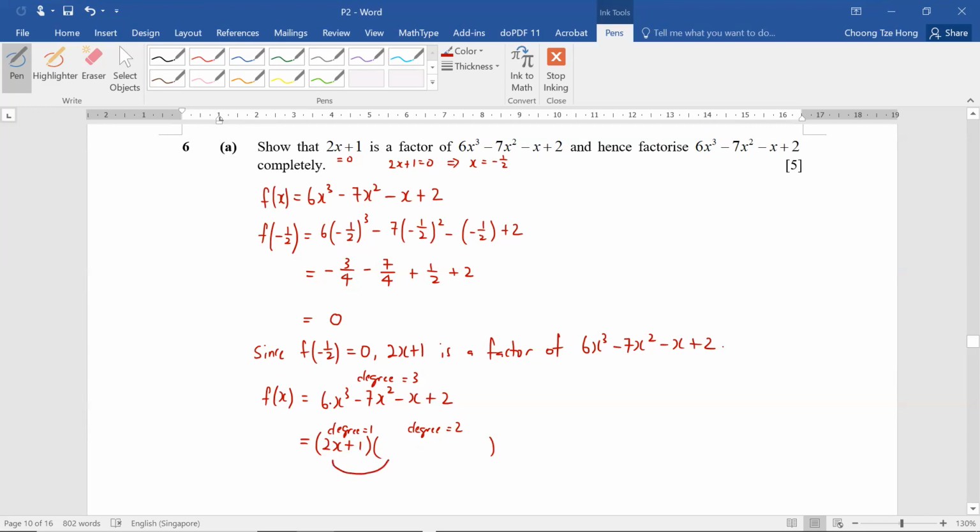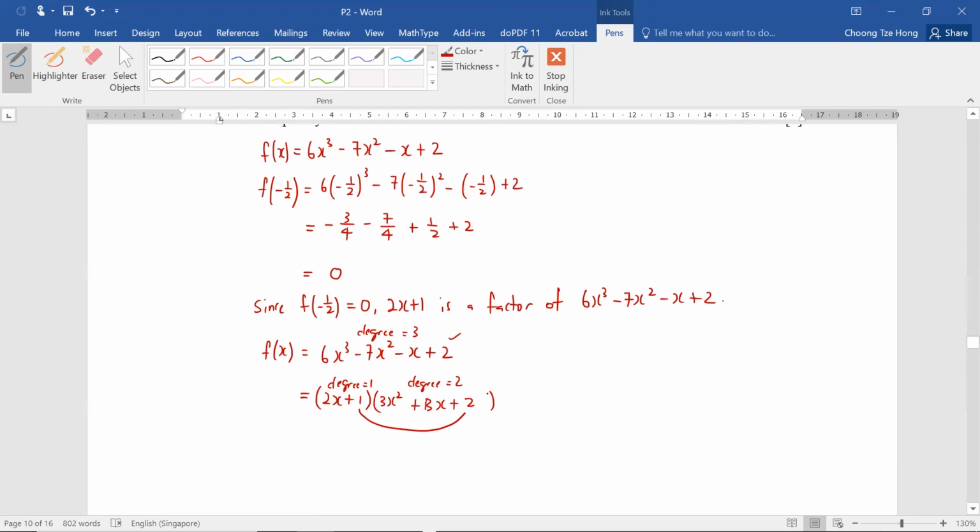Alright, so we just need to ask ourselves one question. 2x times what will give me 6x cubed? Okay, so it should be obvious that it's 3x squared, right? Only the center term is slightly harder to find, so we'll just let it be bx. Then for the constant term behind, you just need to ask yourself one question. 1 times what will give you 2? We want positive 2, so it will be obvious that it's plus 2, right?